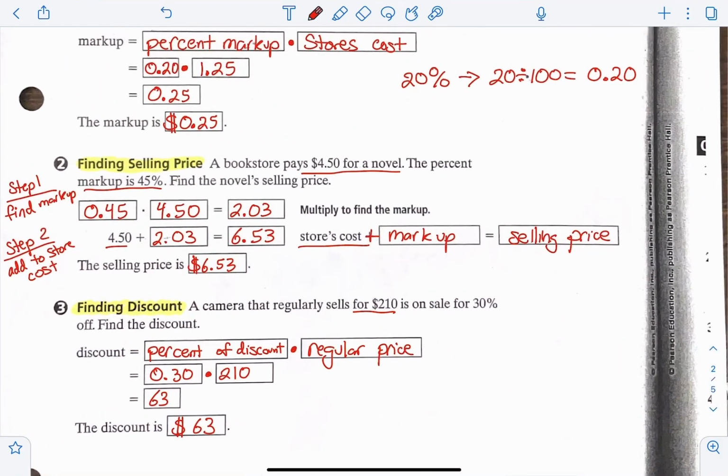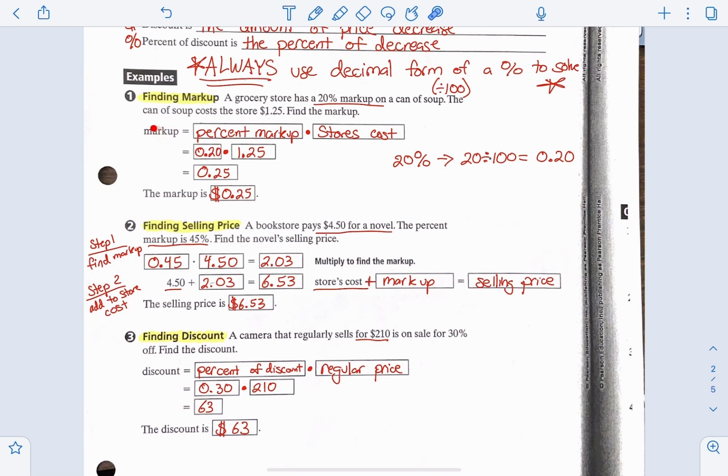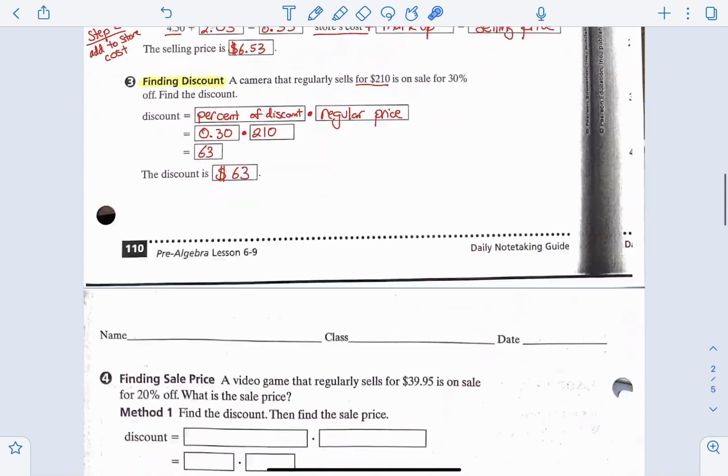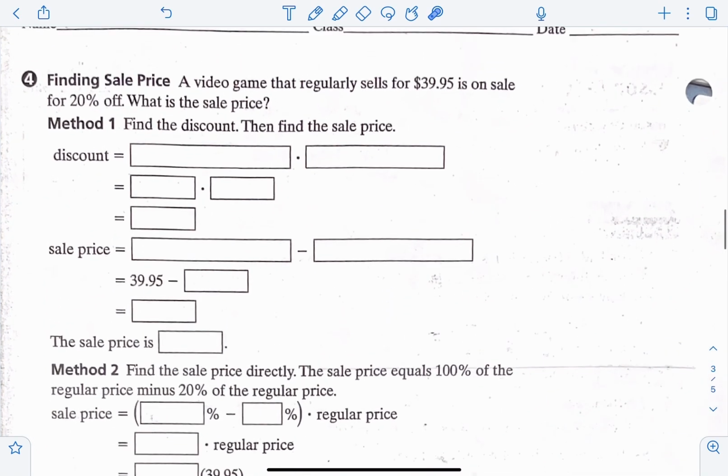So if you look closely, finding the markup and finding the discount are one step, and they're very similar, right? You're just finding how much extra or how much less. And then finding the selling price and finding the sale price that we're going to do on the back are going to be our 2 steps, where to find the selling price, you do markup then selling price, and then for the next one you do discount and then sale price. So there is a pattern to this. So we're going to do sale price back here.